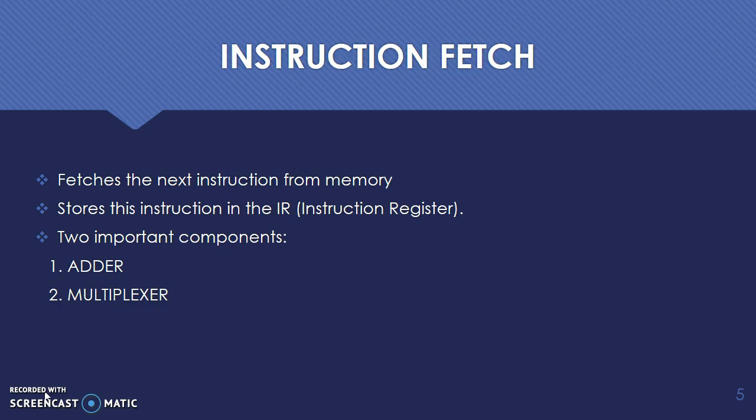In the instruction fetch stage, the instruction is fetched from the memory using the address in the program counter register and stores this instruction in the instruction register. This stage contains 2 important components, adder and multiplexer. Adder is used in updating the program counter at each cycle by adding 4 to the PC. And multiplexer is used in branch instructions, especially where the program counter needs to be updated.